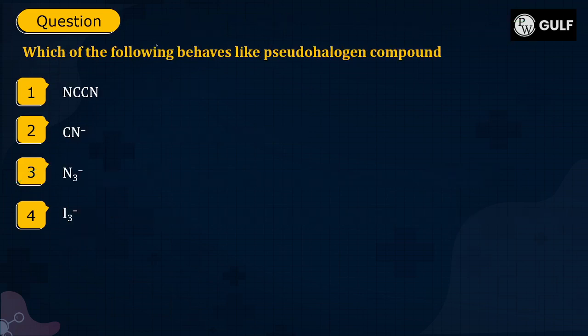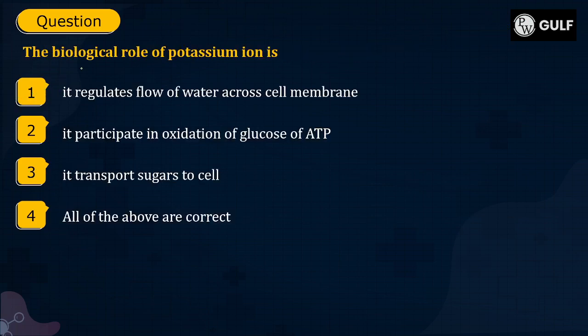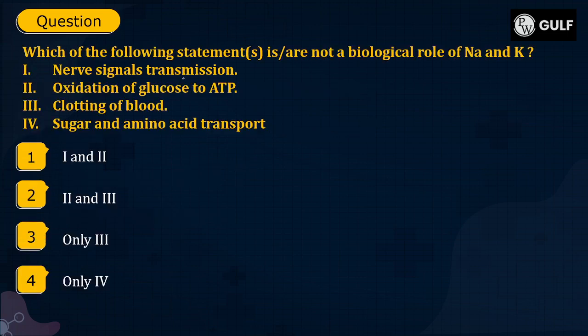Next question. Which of the following behaves like pseudohalogen compound? This does. Next, the biological role of potassium is option 4, all the 4. It regulates, yes. It participates in oxidation, yes, this. Next one. Which of the following statements are not the biological role of sodium and potassium? Clotting of blood. This is the role of calcium. Thereby only option 3 is the answer.